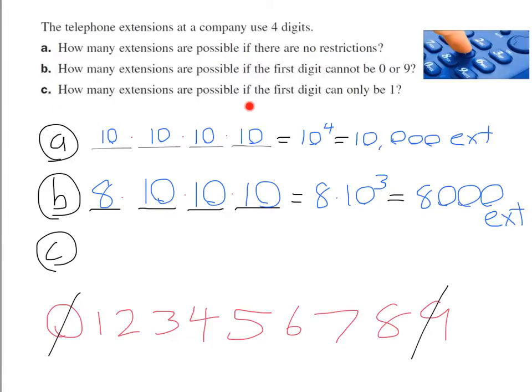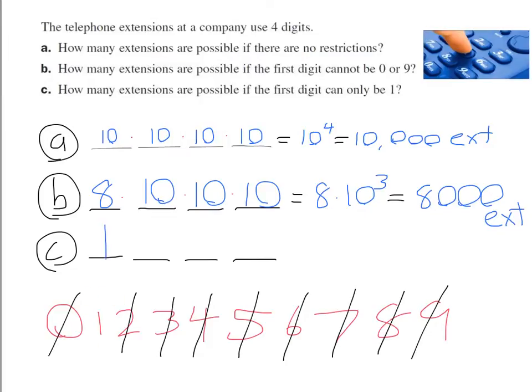Now, part C is very interesting. How many extensions are possible if the first digit can only be 1? So now we're back to being restricted for that first digit. So here these blanks represent the 4 digits that I want to enter. But now, once again, only the first digit can only be 1. So in other words, not 2, not 3, not 4, not 5, not 6, not 7, not 8, not 9, or not 0 again. So how many choices do we have for the first digit? We only have 1, and that just happens to be the number 1 itself.